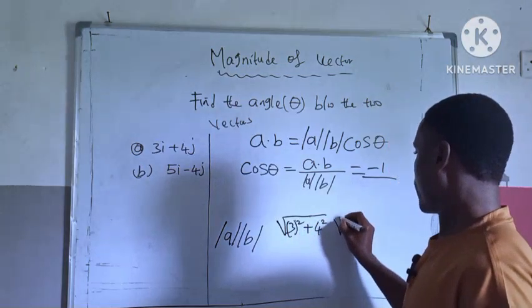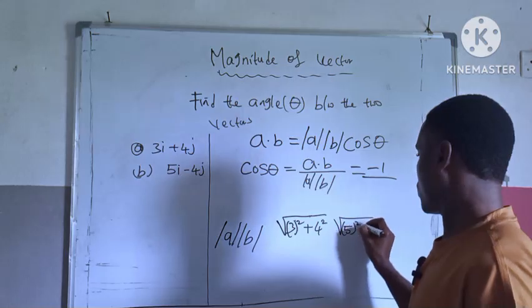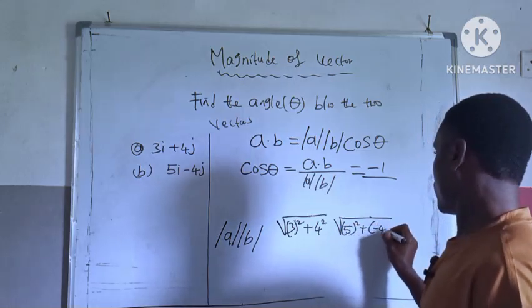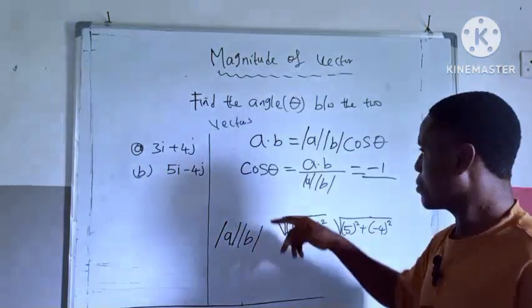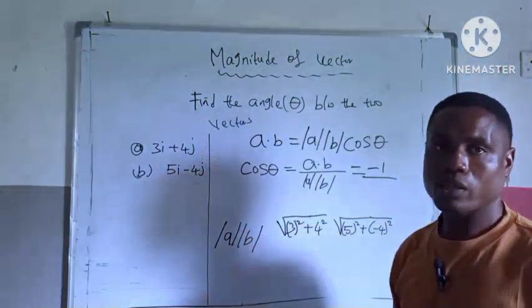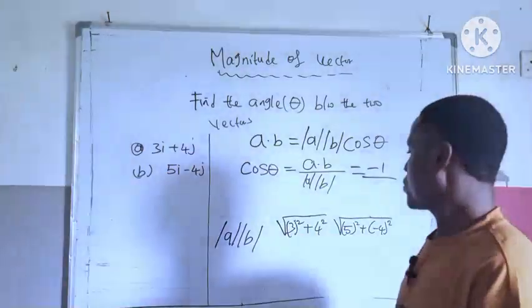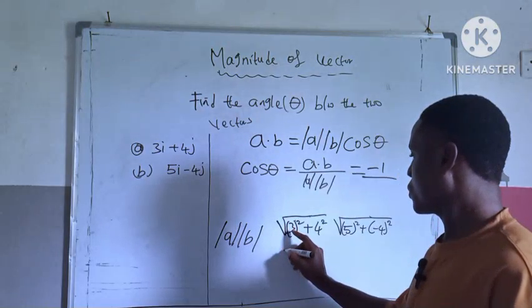Then the second one, 5 squared plus minus 4 squared. You know we have two now, two of them. The first one and the second one, separate. Don't be confused. Okay, so this is the first one.